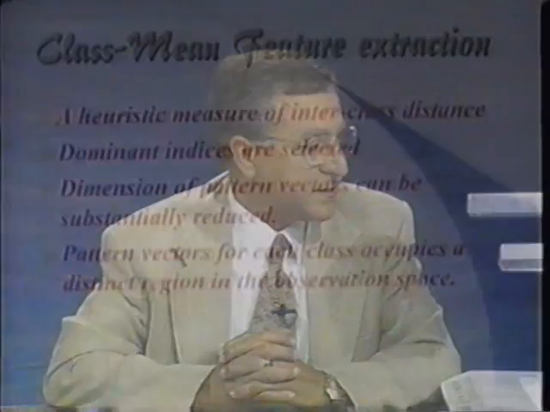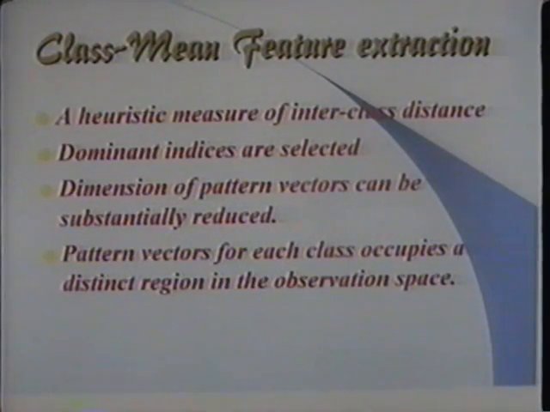So before we go to the math, let's summarize what we talked about in class on feature extraction. It is actually a heuristic measure of interclass distance. So you look at the distance between two classes, class 1 and class 2, and the dominant indices are selected. If it's done properly, then you are going to include the dominant indices or dominant variables, and the dimension of the pattern vector can be reduced. And the last item is that the pattern vector for each class occupies a distinct region in the observation space. That would be a key point before you start the training of the neural network.